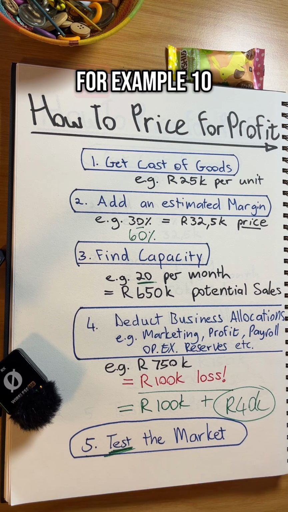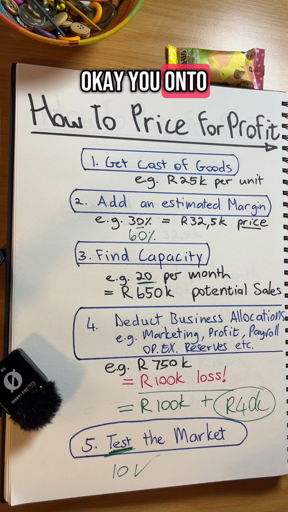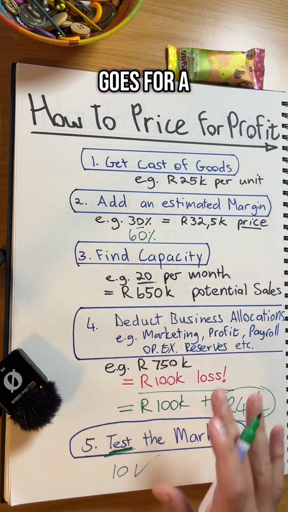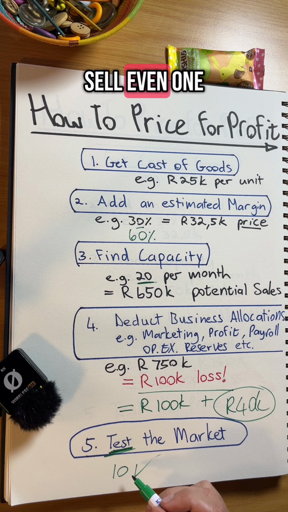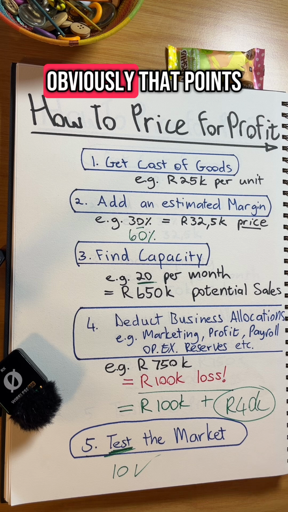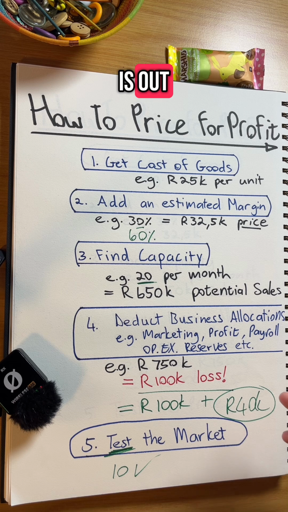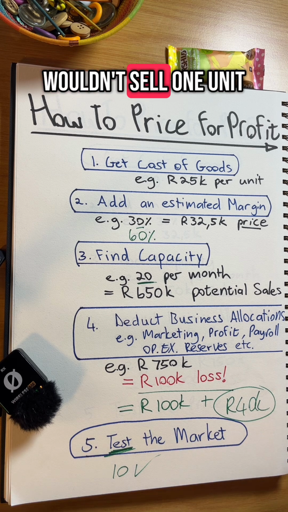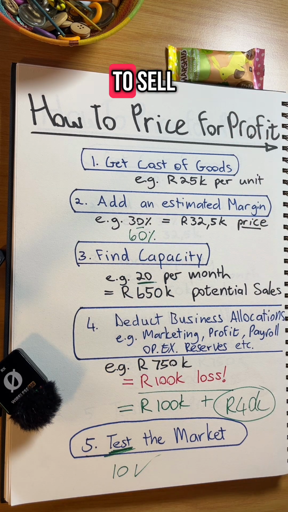If you sell, for example, 10 of them in a month, okay, you're onto something. See how it goes for a while and then further increase your prices. If you don't sell even one, you're too expensive. And at that point, obviously, that points to bigger problems in your business. Maybe the value you are offering is off, meaning even for free, you wouldn't sell one unit. But usually a business has something that's worth something to sell.